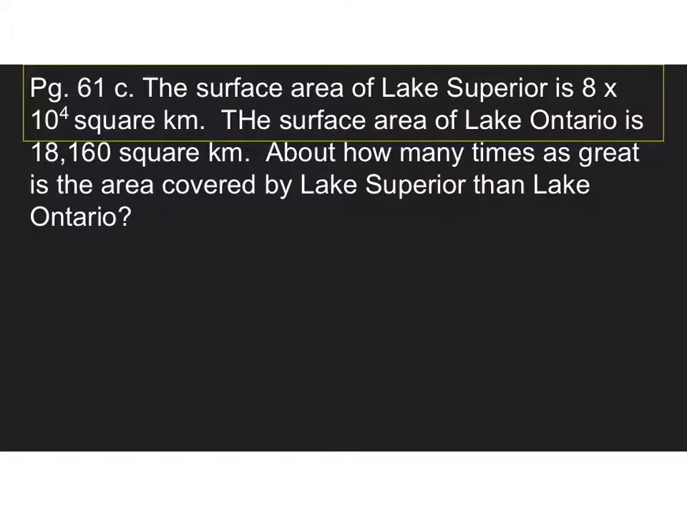Moving on to the next problem. This is on page 61C in your book, and you will need to take notes on this because this is something I will check when we do our binder checks. It says the surface area of Lake Superior is 8 times 10 to the 4th square kilometers. So I'm just going to go ahead and write that number down. 8 times 10 to the 4th kilometers. The surface area of Lake Ontario is 18,160 square kilometers. About how many times as great is the area covered by Lake Superior than Lake Ontario?